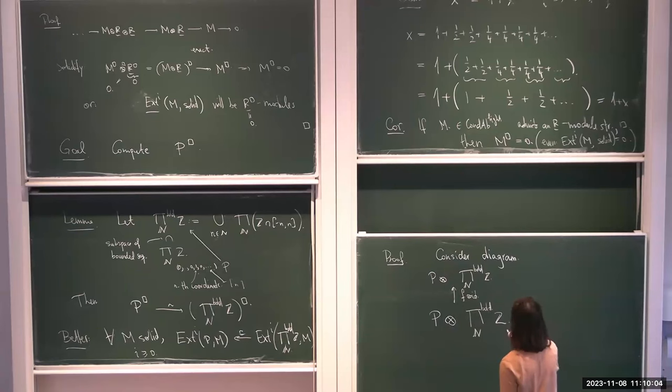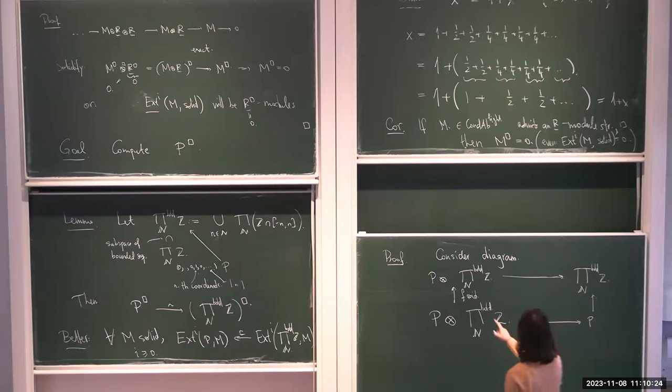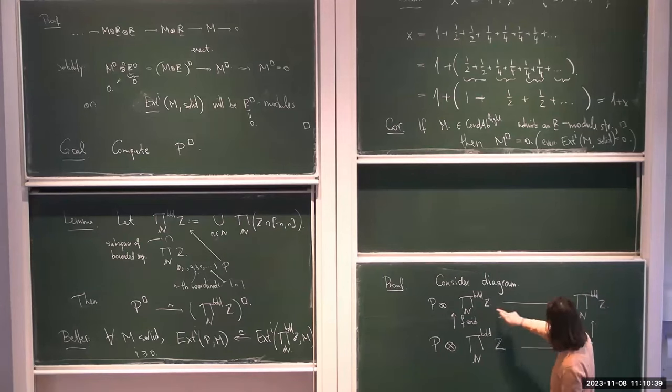Okay, so we have this, and then we have this map. So there's a tensor product. So what are the maps here? Giving a map from P tensor something to here corresponds to a map from P to the internal Hom, meaning it corresponds to a null sequence in the internal Hom. And so to give this map, I have to give a null sequence of endomorphisms.